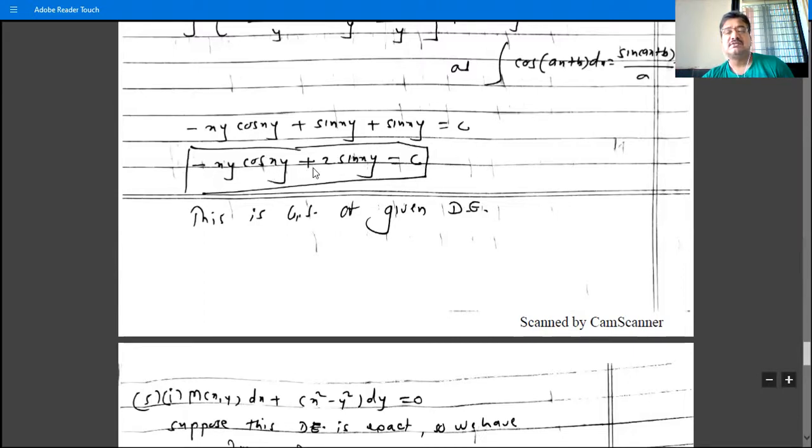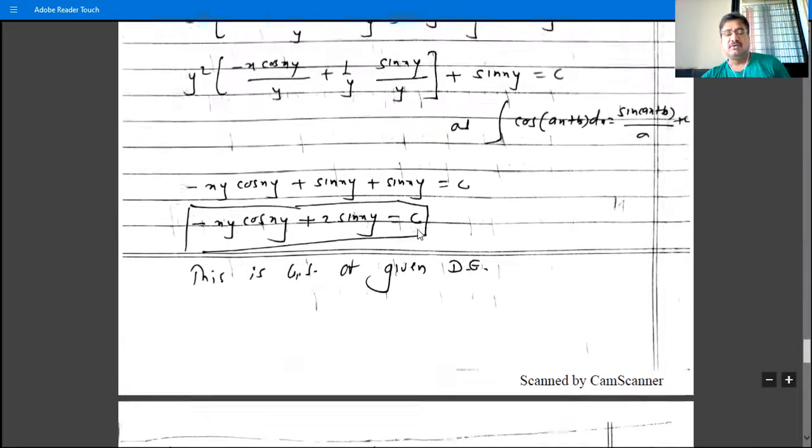So minus xy cos x into y plus 2 sin x into y is equal to 0. This is the particular solution, not the general solution. So in order to find the particular solution, if the initial condition is given, then first find the general solution of the given differential equation, and then find the value of the constant and substitute that constant in the equation of the general solution, and we have the particular solution.